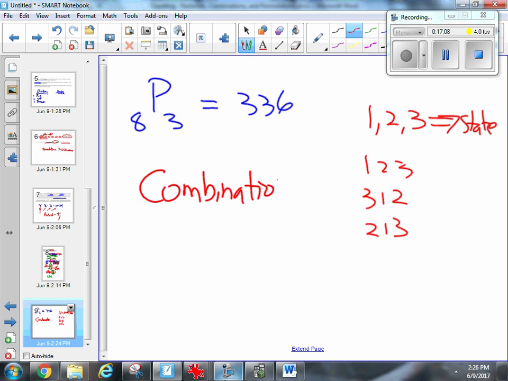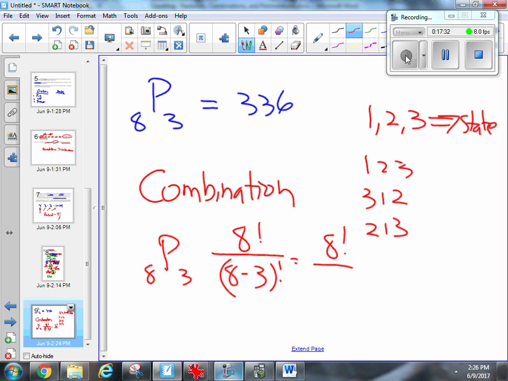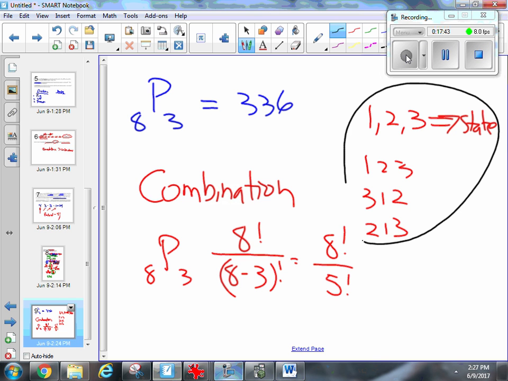So if we come back and we think about our permutation, P(8, 3), was 8 factorial divided by (8 minus 3) factorial, or 8 factorial over 5 factorial. But that gave me all the different orders here of the first 3 finishers. I don't really care about the orders of the top 3 finishers. I don't care what order they're in.